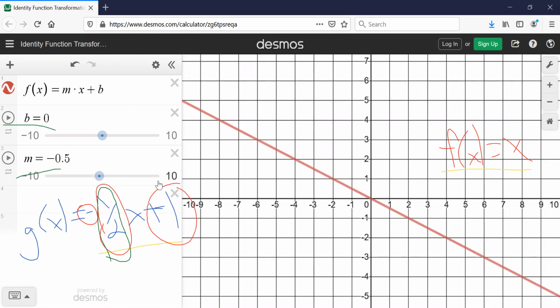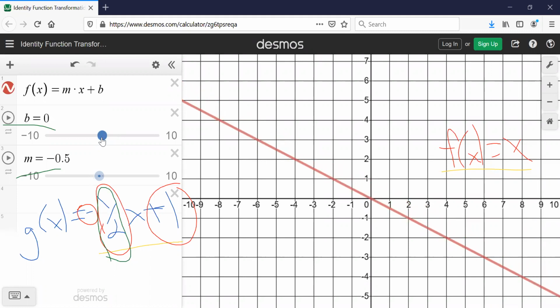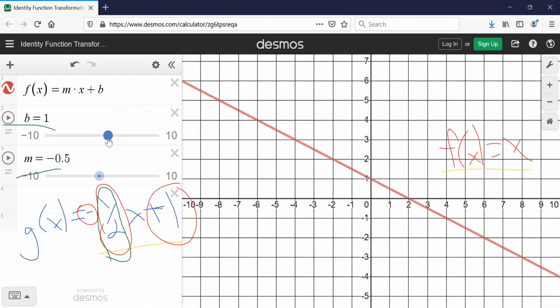And then finally, this +1 here. Okay, that's a 1 being added on the outside. So that's going to be a vertical shift up 1 unit. And if I slide my value for b here over to 1, oops, I went too far. You see it went up. So let me do it again. Back to 0, slide up to 1 somewhere. There we go. We see it went up. So this new red line that I've drawn, this will be the function g of x equals -1/2 x plus 1.